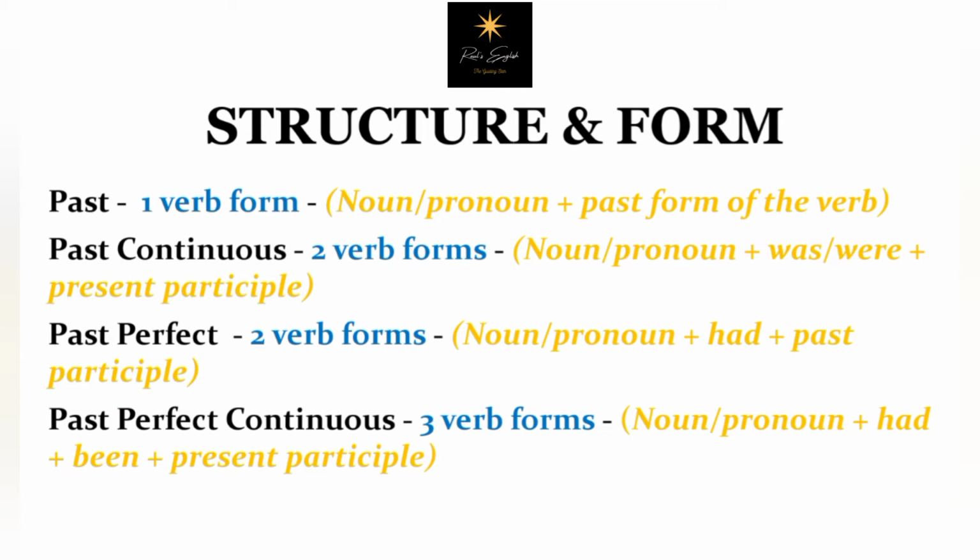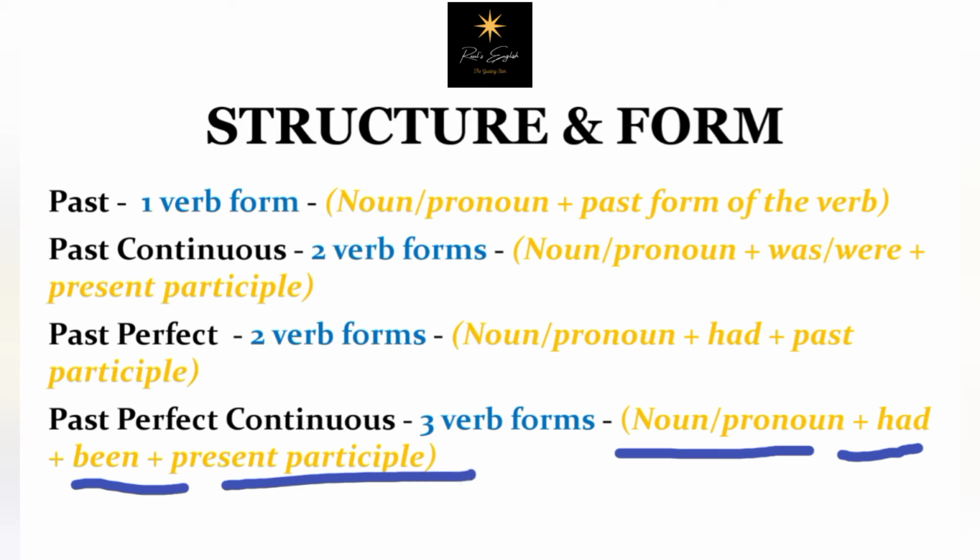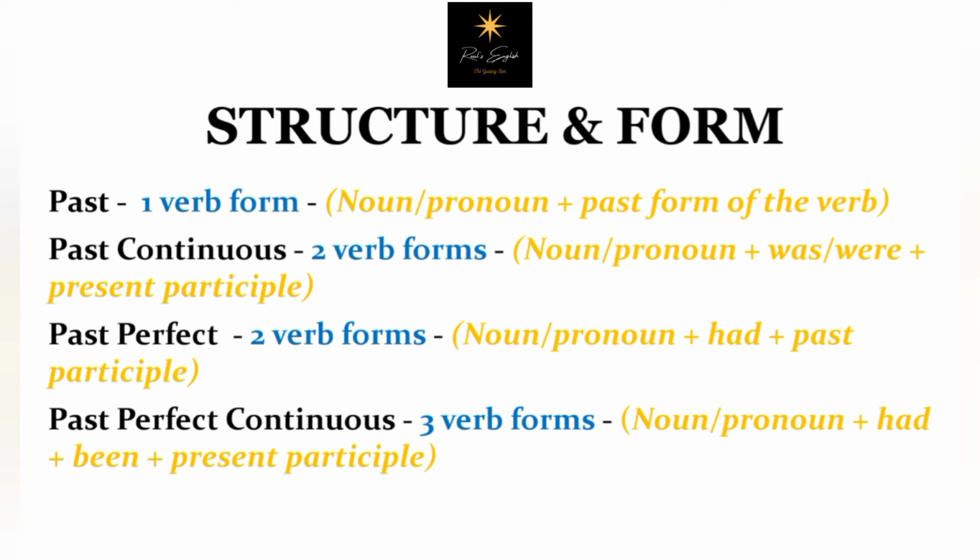And finally, past perfect continuous or past perfect progressive. Three verb forms. Which ones? The noun and the pronoun, okay. Then we get had, good. Then we put been, alright. Then we put the present participle. Okay, now we shall look at some examples. If you want, pause this video and just look at this structure and form again.